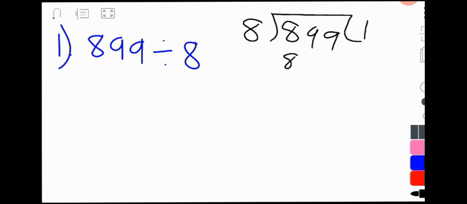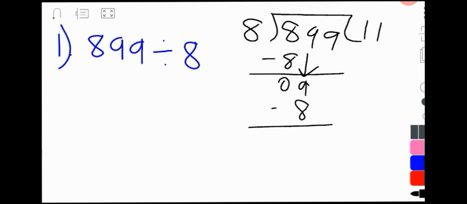So we write this 8 down, and the next step is to subtract. 8 minus 8 is 0. Now we take this 9 down. We have to check whether 9 is divisible by 8 or not. 9 is not divisible by 8, so we take a smaller number, that is 8 ones are 8. Now the next step is to subtract again. 9 minus 8 is 1.